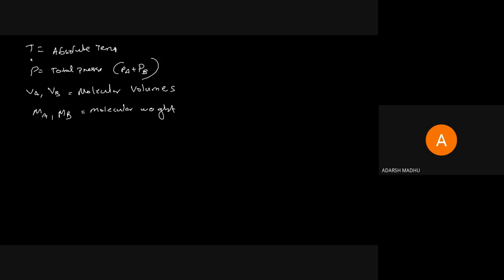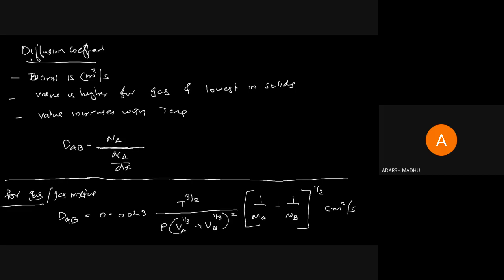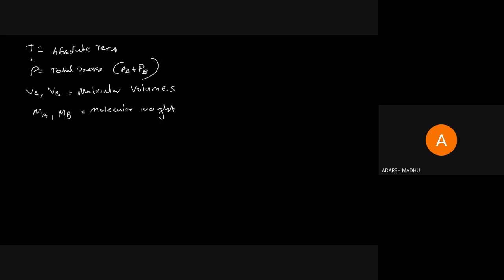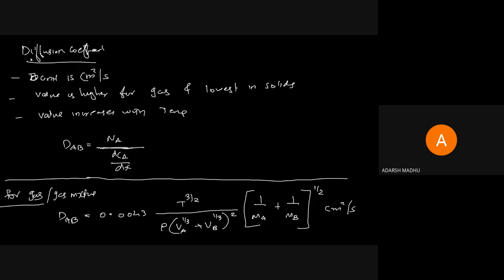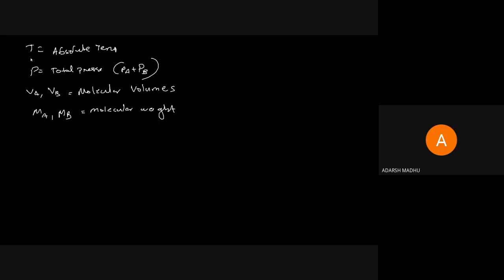T is the absolute temperature and P is the total pressure. Total pressure means the pressure of A plus the pressure of B, that is, by Dalton's law of partial pressures, P equals PA plus PB. MA and MB are molecular weights, VA and VB are molecular volumes. This is the DAB equation for gas or gas mixtures. Then there are two more equations, for solids and for liquids.